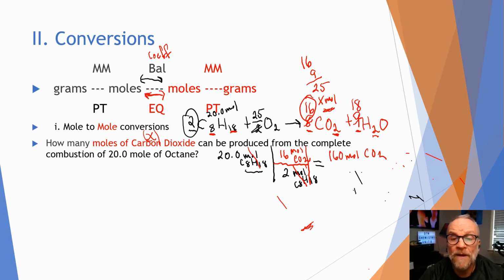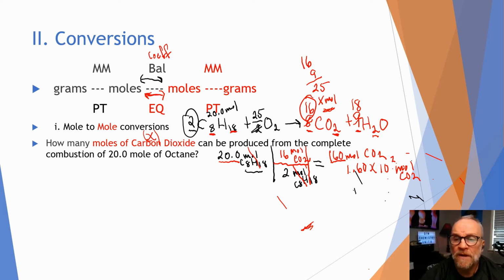All right, so let's think about that number for a minute. We've got 20.0, so there's 3 significant figures. Our answer here as written just has 2 significant figures. So we are going to have to write that in scientific notation to get our three significant figures. So it would be 1.60 times 10 to the second moles of carbon dioxide. All right. Very good. Very good.